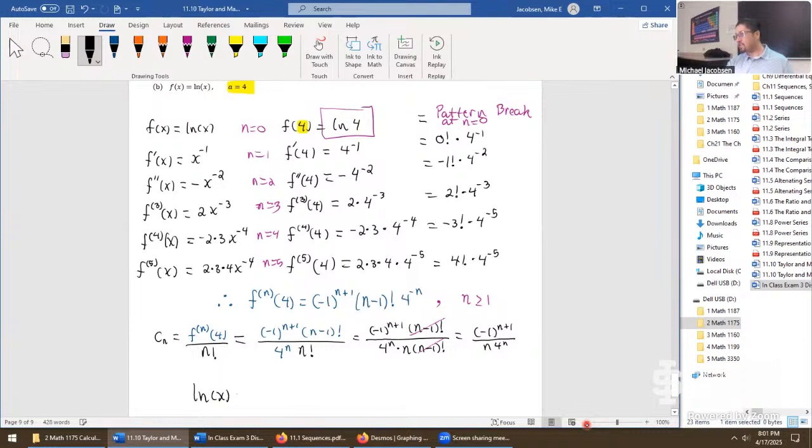We're grabbing the function natural log x that we started with. So natural log x is now going to be equal to a power series, but this term is still the one term that was off. We cannot incorporate it inside the summation.